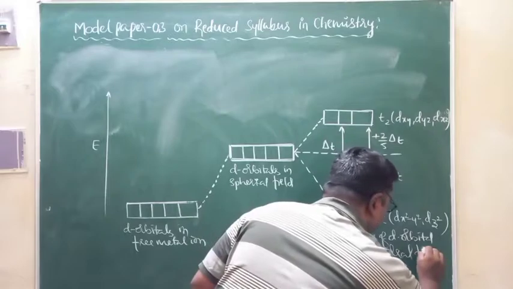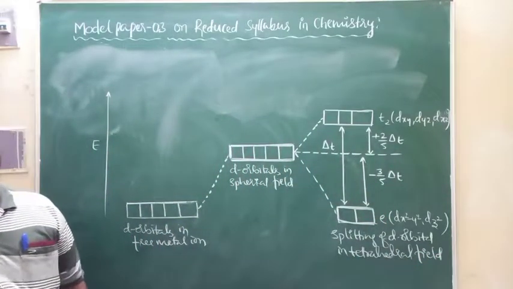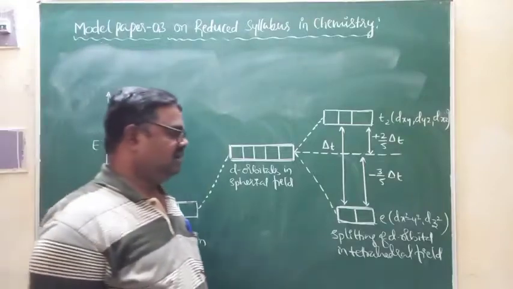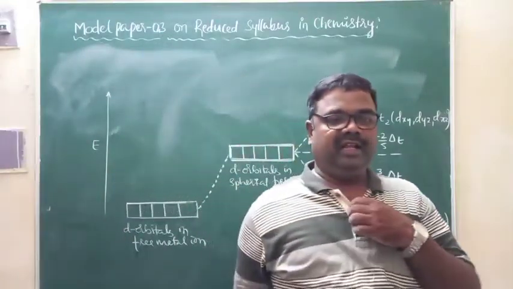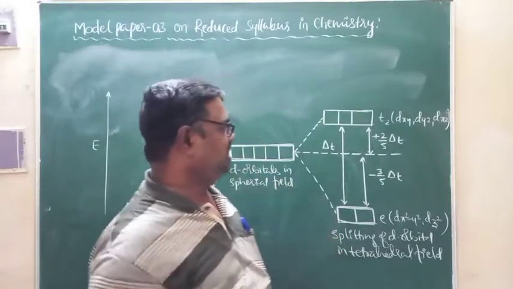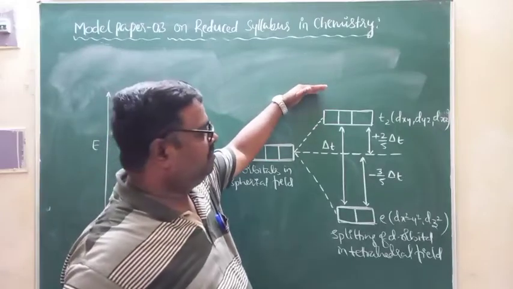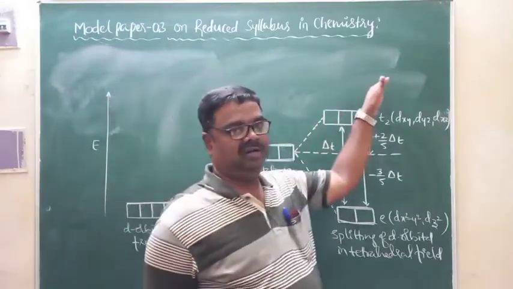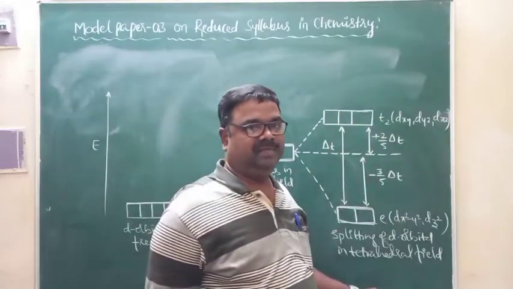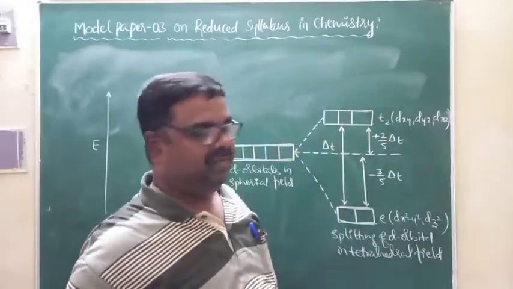Tetrahedral field is produced by 4 ligands. Therefore, the extent of splitting in tetrahedral field is less compared to that in octahedral field. At the same time, look here, in the case of octahedral field, energy of the T2g set will be decreased and energy of the eg set will be increased. But here it is reverse.